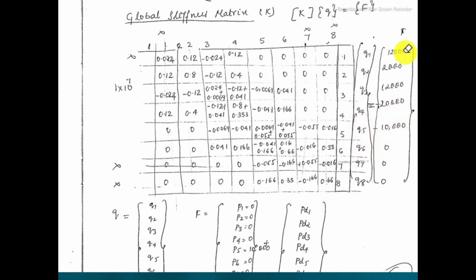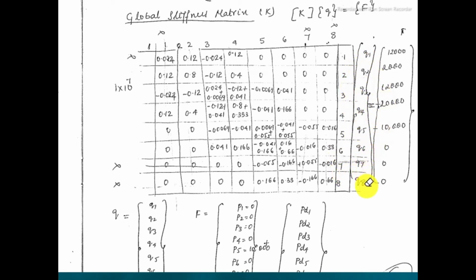So after that you have to do the elimination method. It means the first row will remain the same, because for the first row, Q1, the vertical displacement will be 0 as per the boundary condition, and the first row and first column will get cancelled. Similarly Q2, Q3, Q4, Q5 will be known to us. Q5 and Q6 also.